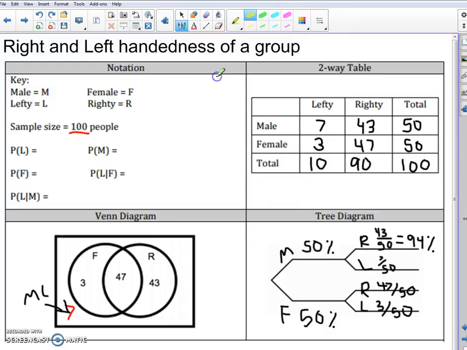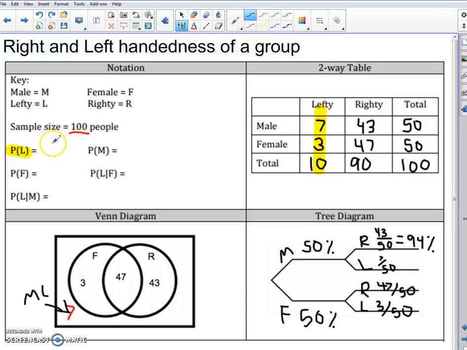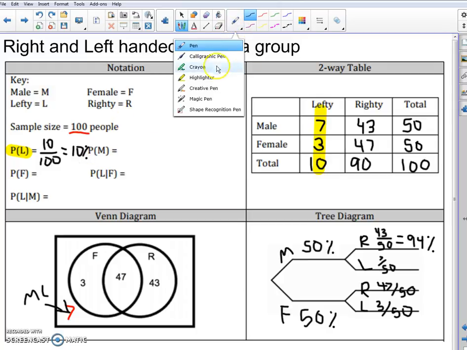All right. First one is probability of left. I just want to know how many people out of the total sample are left-handed. So I look at the left-handed and I see that there's 10 total. So I'm just going to say 10 out of 100 are left-handed. I should reduce that to 1 out of 10, or you could say 10%. Then we go ahead and answer the rest of the questions. After this, I'm not going to reduce just for the sake of time, but you need to reduce.